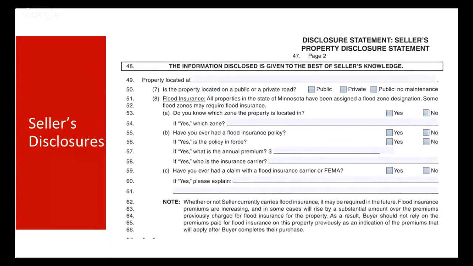So the top of every page, you're going to put the property address again. Is it located on a private or public road? Flood insurance? Do you have flood insurance? If you do, what do you know about it? Are you in a zone? What zone? Things of that nature.